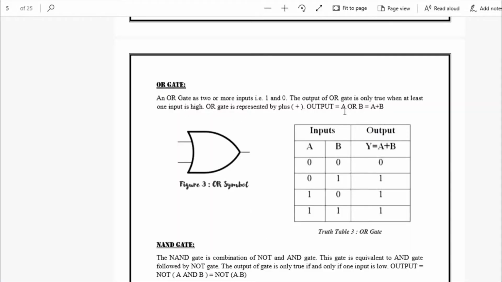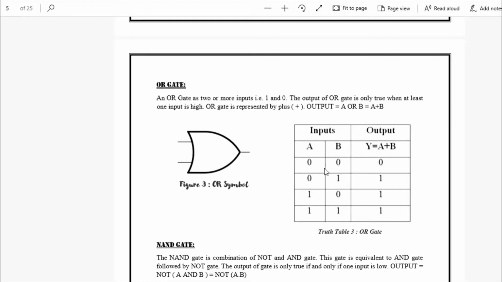It is represented by the logical expression A or B, or A plus B. As the OR gate is represented by the symbol plus, it consists of two inputs A and B, and at output we have A plus B. 0 represents logic low and 1 represents logic high. So if we have 0 at input, it means the push button is off, and if we have 1 at input, it means the push button is on. So first, let's discuss the case of 0 0.